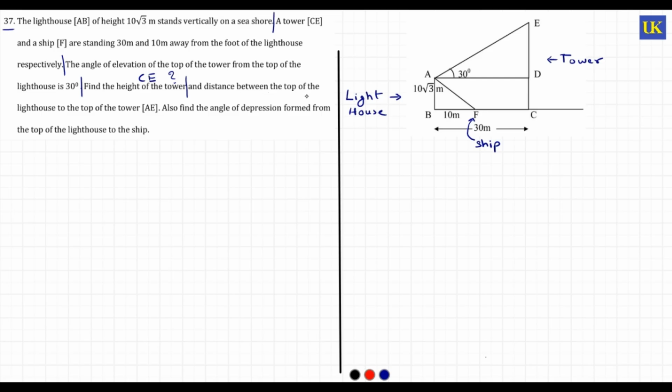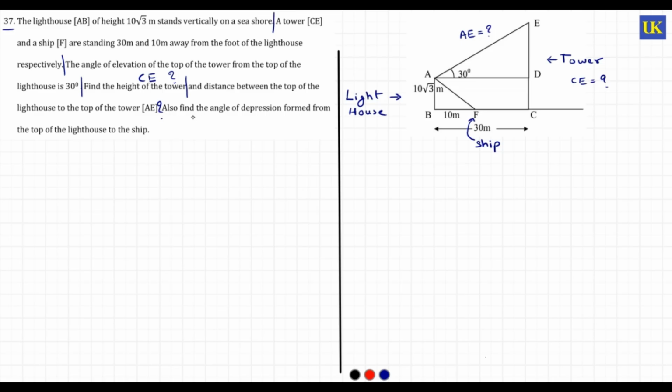And the distance between the top of the lighthouse and the top of the tower, which is AE. This AE is what we have to find out, and this CE we have to find out.